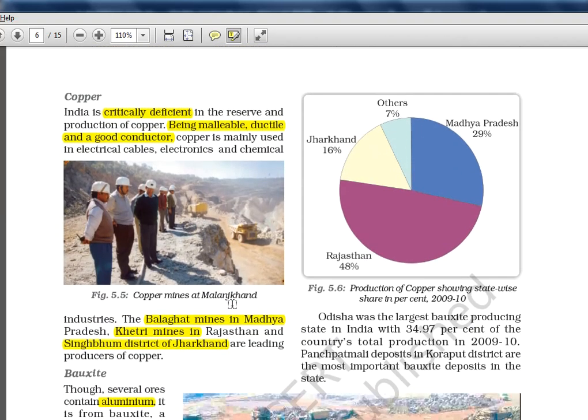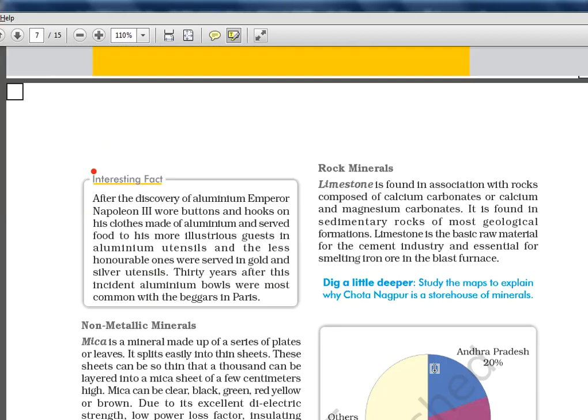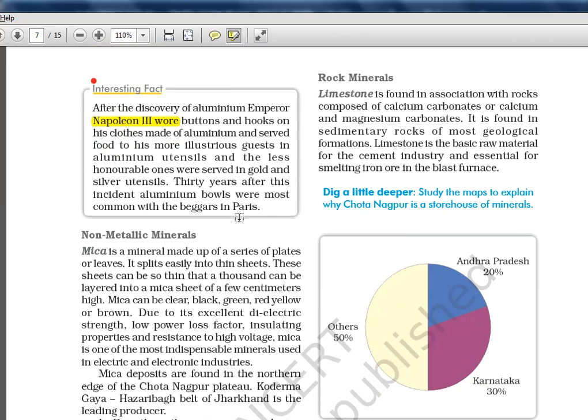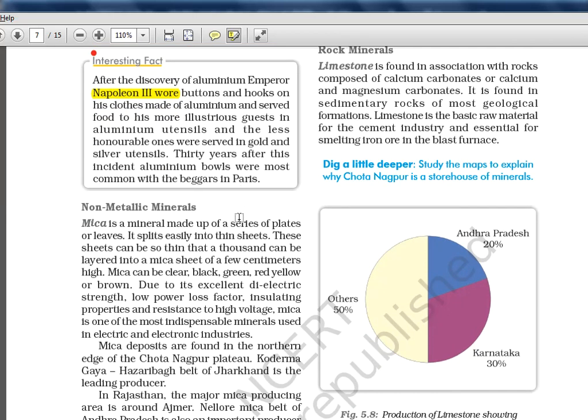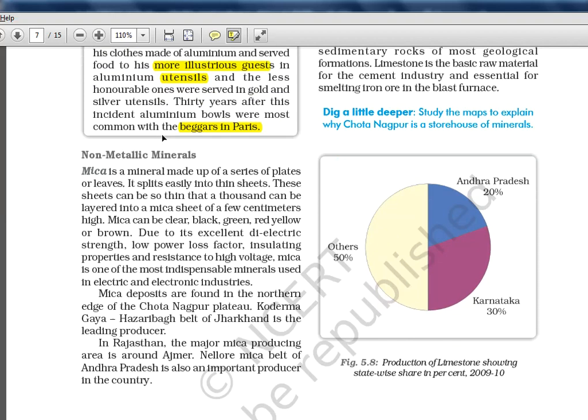Again a pie chart, we'll see here like Rajasthan has a lot of things. This is for copper actually, okay. We saw that Khetri mines and Singhbhum in Jharkhand, and then Balghat mines in Madhya Pradesh. So that thing again in the pie chart they have shown. Okay, again place names, a lot of place names. I think this is the one which I told you. Emperor name is Napoleon III. First buttons, hooks, cloths, everything aluminium. They were focusing too much. Later it became the beggar's bowl in Paris. First of all, guests were given vessels and utensils made of aluminium. Okay, that's the story which I told you.